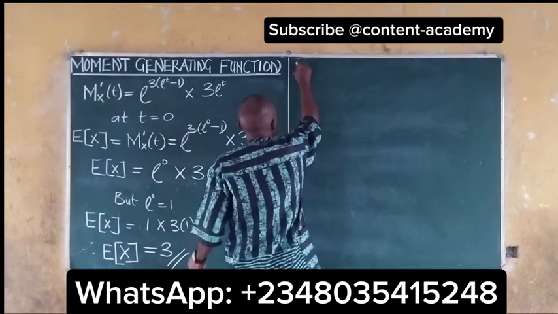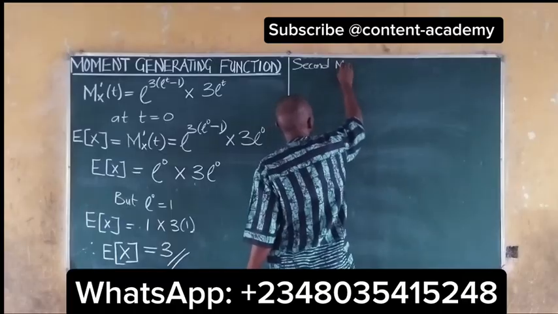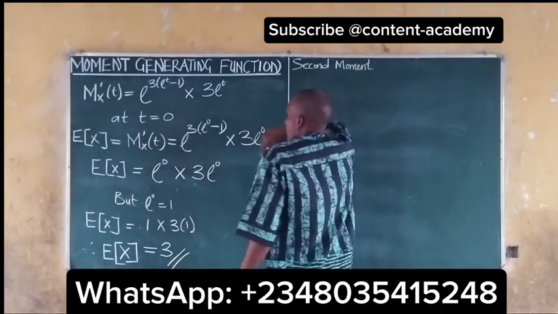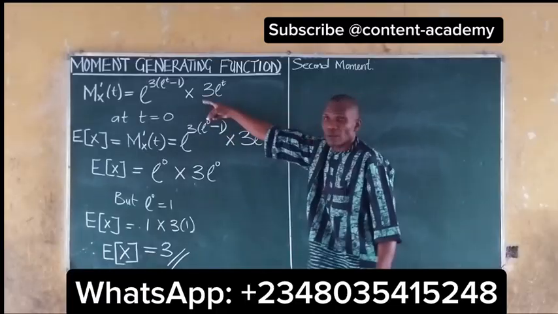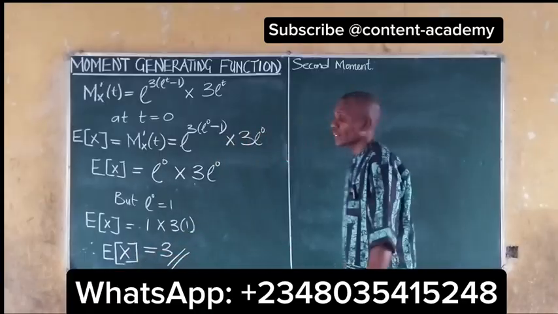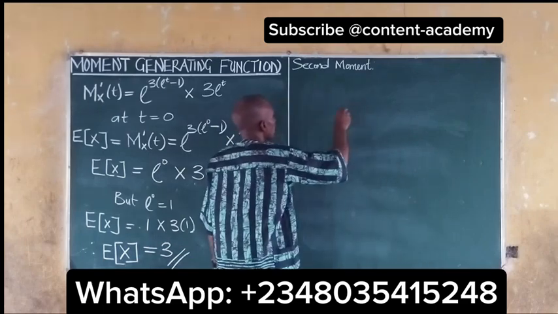So the second moment. We've already found the first moment, which is the expected value of x, equal to 3. Now we have to check for the second moment. That means the second derivative.